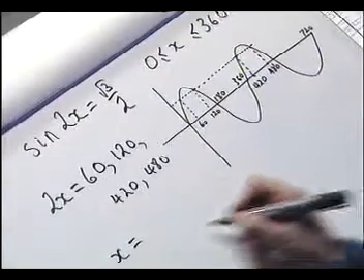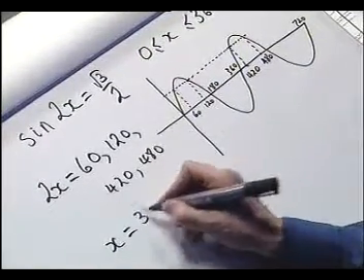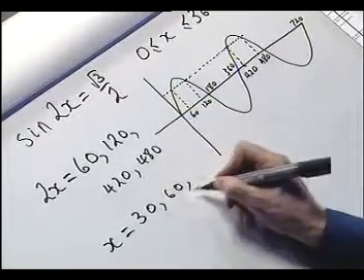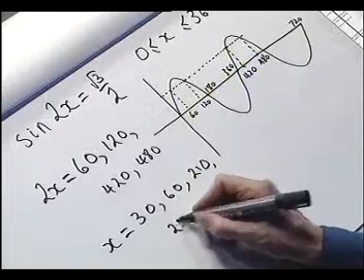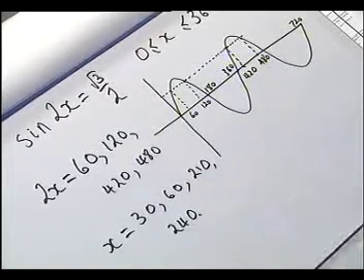So we've got 2 more answers. And it's x that we actually want, not 2x. So this is 30, 60, 210, and finally 240.